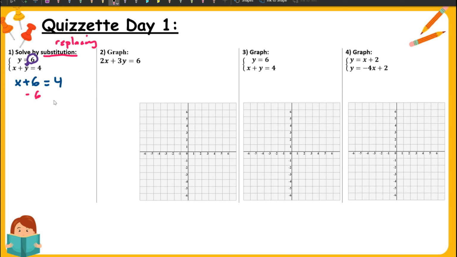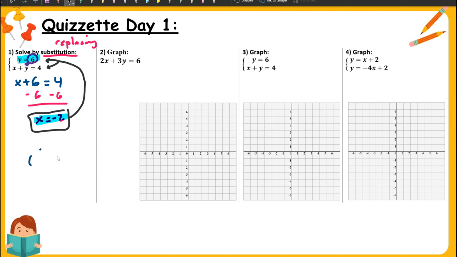You're going to subtract 6 to both sides. So x equal to negative 2. Normally, after you get x equal to negative 2, you're going to plug this back into either first equation or second equation. For this time, we don't have to, because you already know your y value is 6. Your x value is negative 2.